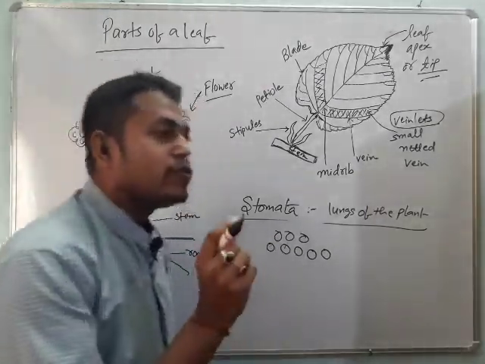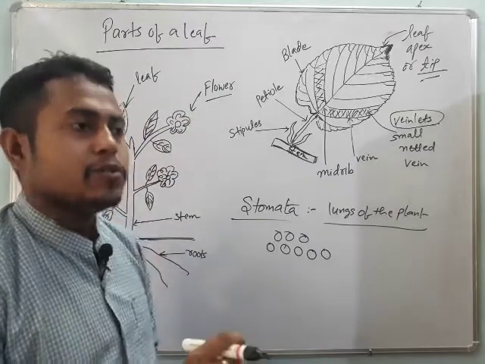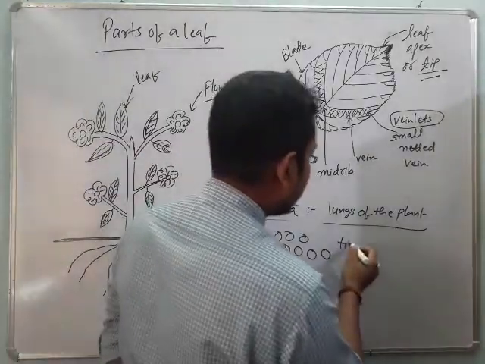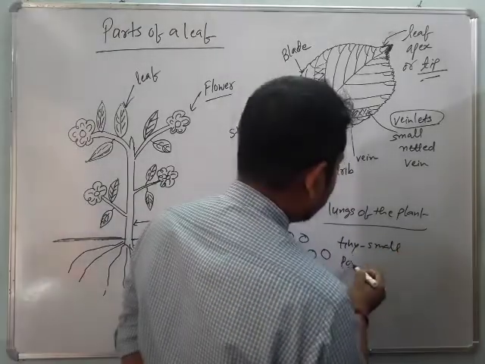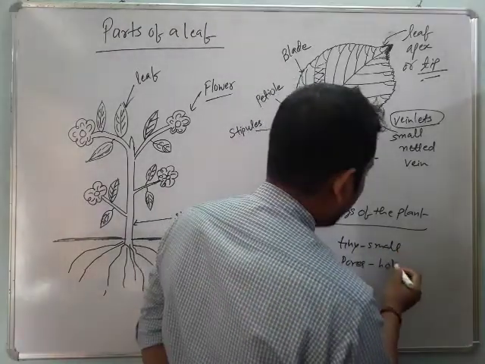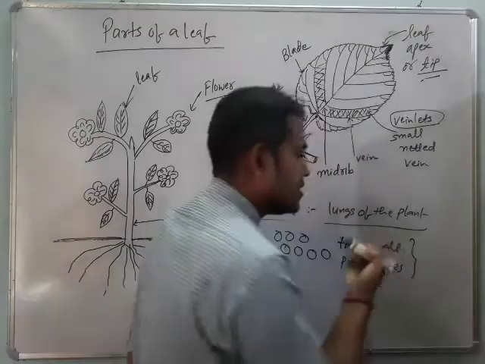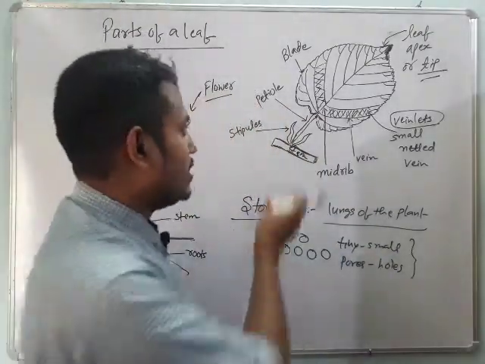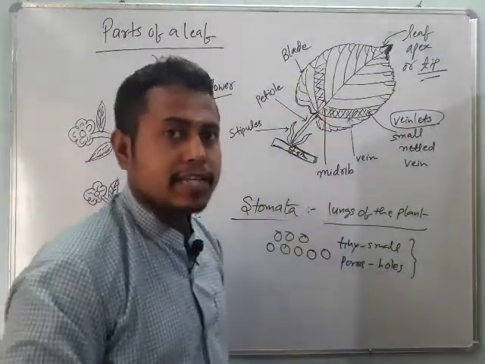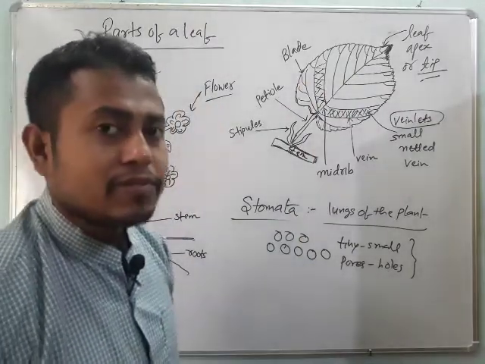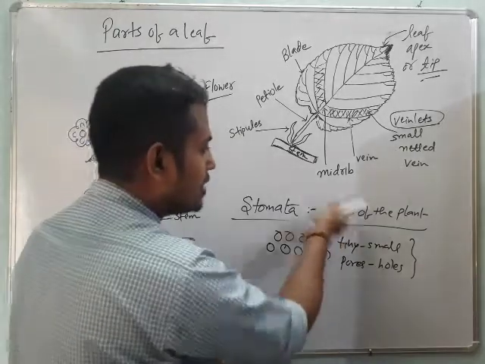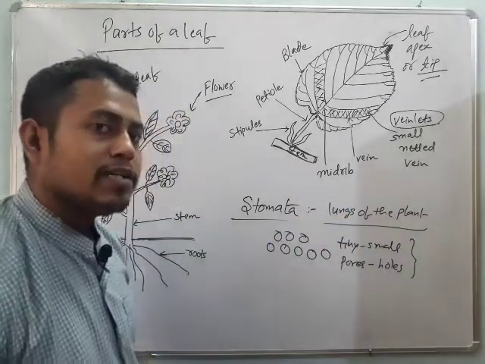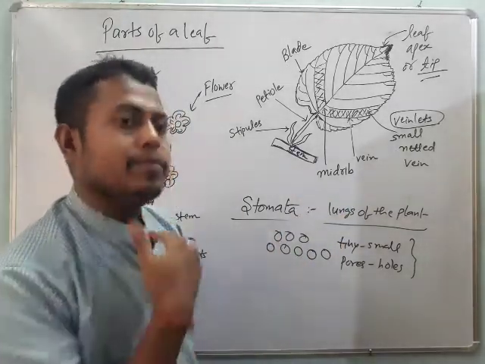So tiny pores means what? Tiny means small, and pores means holes. So basically small holes. So in leaves also small holes are there. What is the use of that? Listen, what I mentioned, lungs. Lungs means breathe in, breathe out.